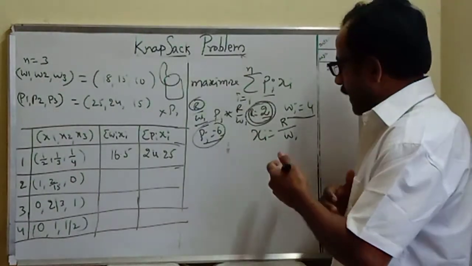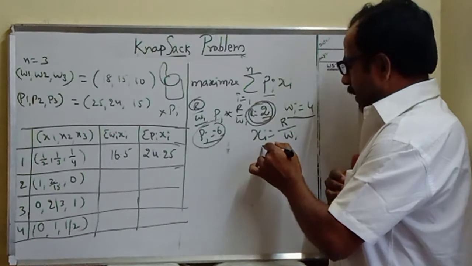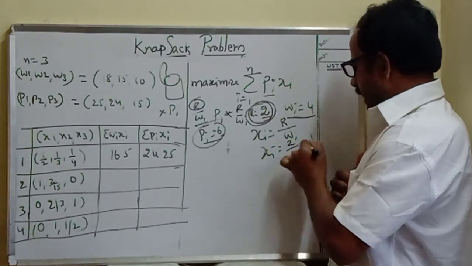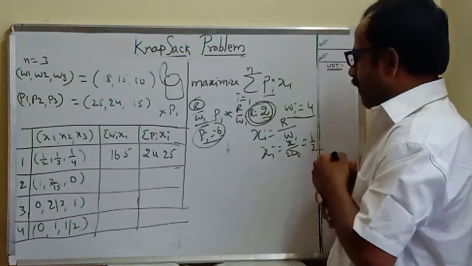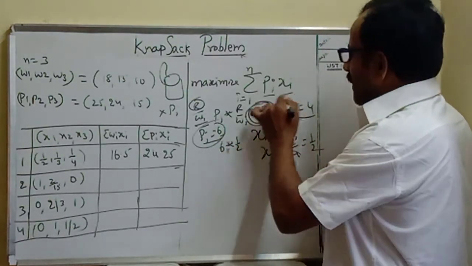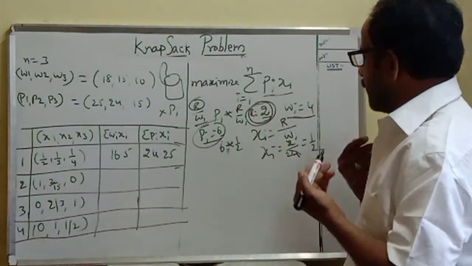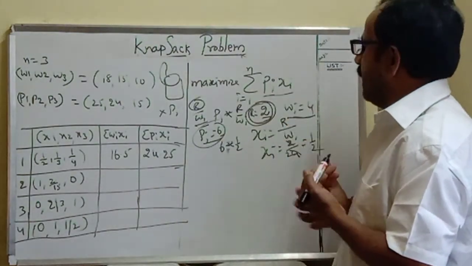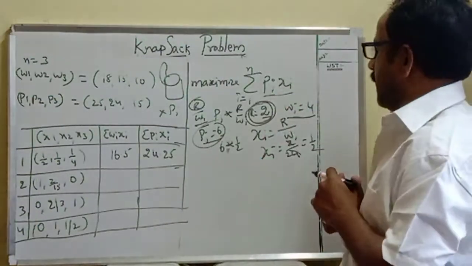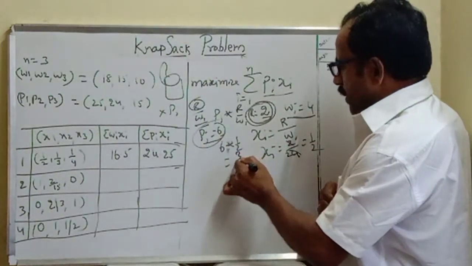But what is happening here? Xi is R by Wi. What is R? 2 by 4, which is 1 half only. Then we cannot get the total profit 6 into 1 by 2. So the profit we can extract from the respective item is Pi into Xi. Just simply multiply the profit with the solution, and we get that much profit. Is it clear now? So we get only 3 units profit.